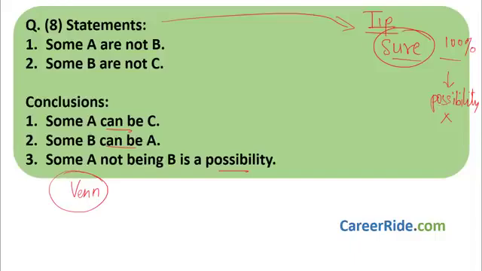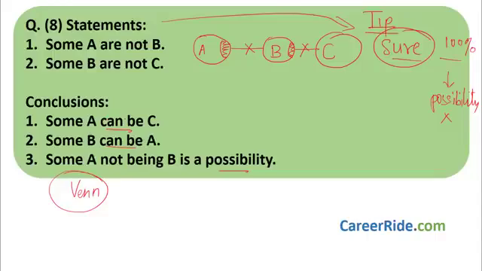Statements: some A are not B. How to write that? We draw A, then we mark some part of it, and this part of A is not B. What is next? Some part of B is not C. Again for B, mark some part. This part is not C. This is the way we can draw the diagram. This is the main, primary diagram, a very easy diagram, right?